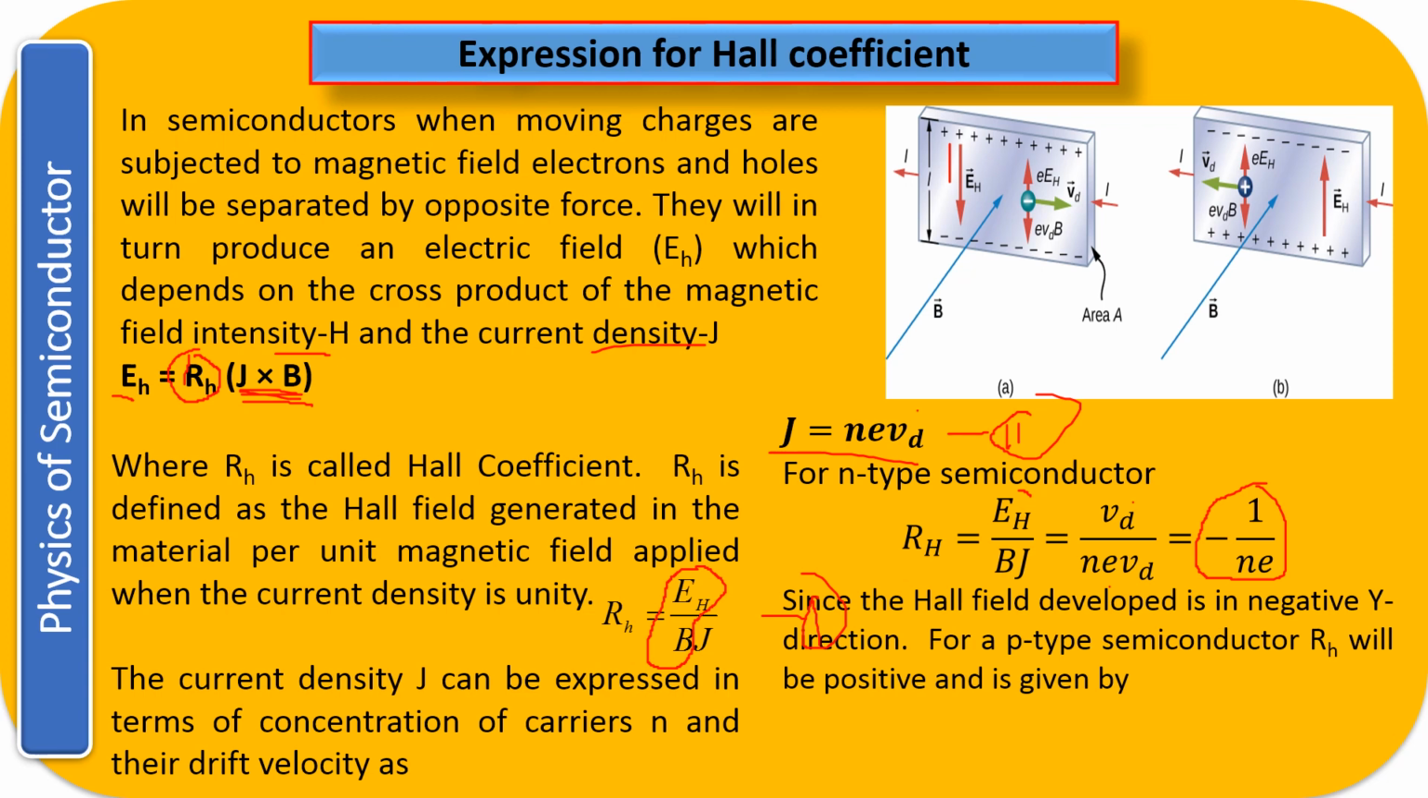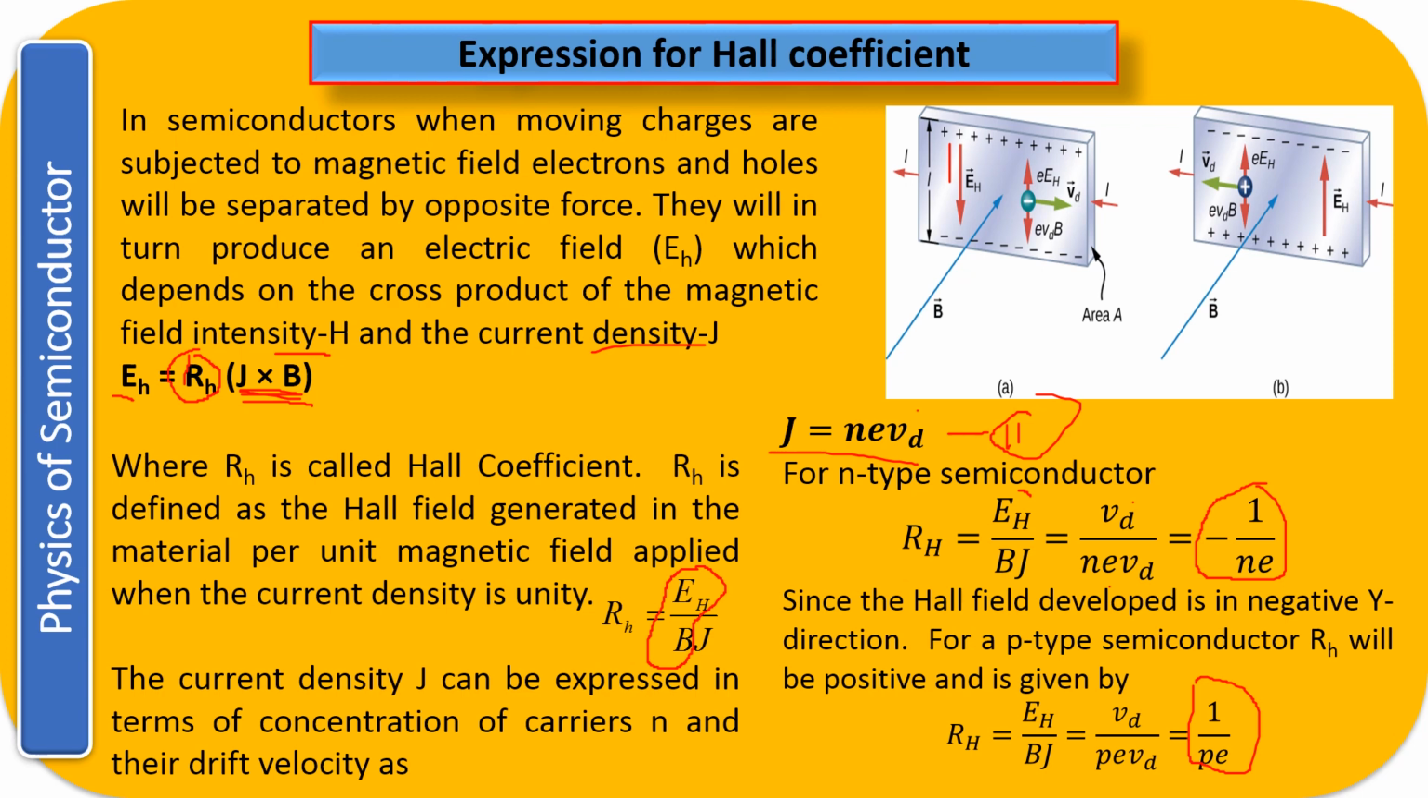Similarly, for a p-type semiconductor, since the Hall field is in the negative y direction, RH will be positive, and it is given by RH equals EH upon BJ. Again, EH upon B is the drift velocity, and the J value is substituted. So we get 1 upon P. Since this value is positive, we can calculate the charge carriers and the type of semiconductor, whether n-type or p-type, very easily. So this is the Hall effect.